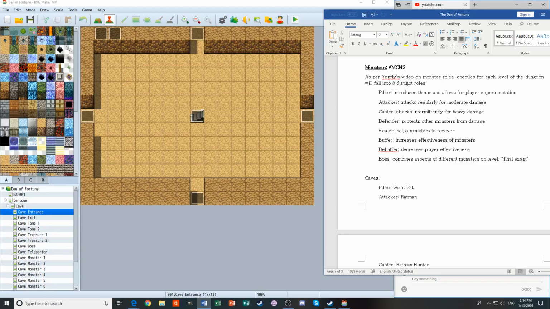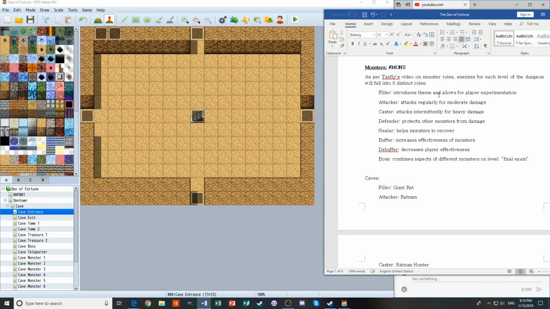I'll get into that a little bit more in a moment as well. But anyway, Yanfly has a video about different monster roles within a dungeon, and I thought this was really interesting. So we essentially have 7 roles plus the boss. And these are my notes here.